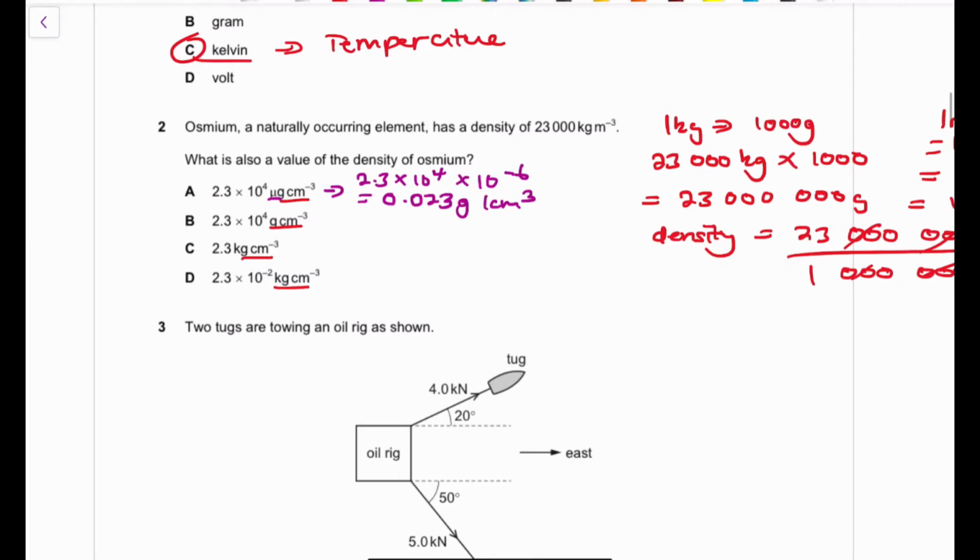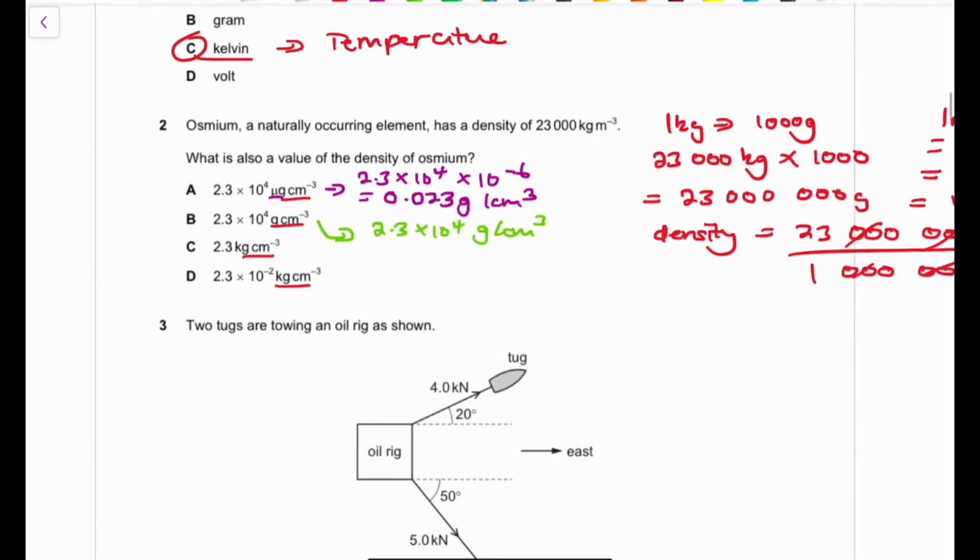And if you look at B, B is actually 2.3 times 10 to the power of 4 grams per cubic decimeter. But this is nowhere near 23 grams per cubic decimeter. It doesn't make sense. It's literally 2.3 times 10 to the power of 4. So it cannot be B.